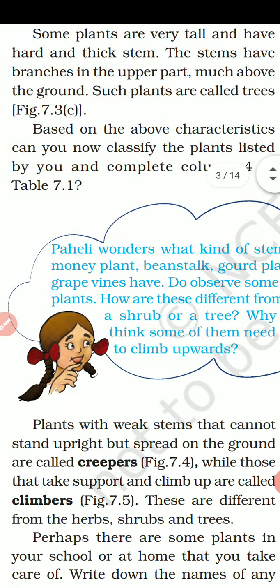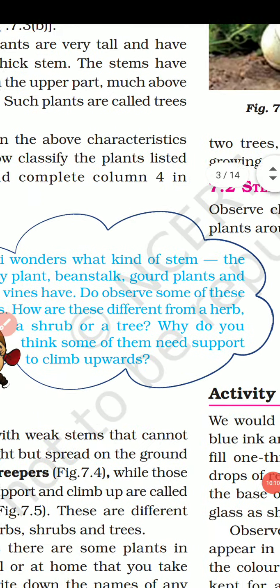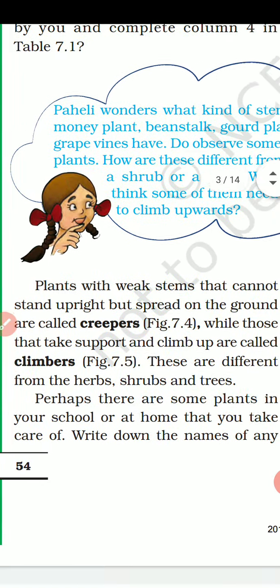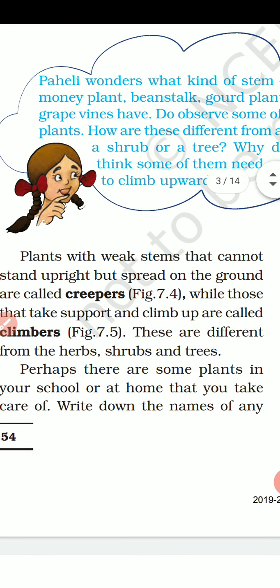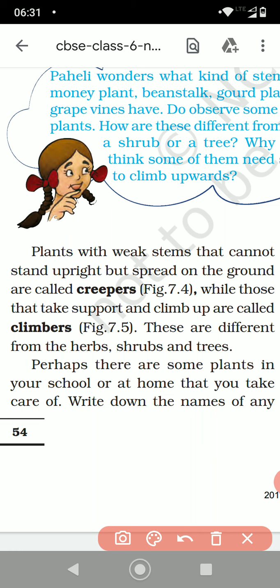Now we will be seeing creepers and climbers, which are left. So this we are going to check out. Plants with weak stems that cannot stand upright but spread on the ground are called creepers. Okay, so what are creepers? Plants with weak stems that cannot stand upright. So very weak stems and they can't stand straight up. They spread on the ground and are called creepers.